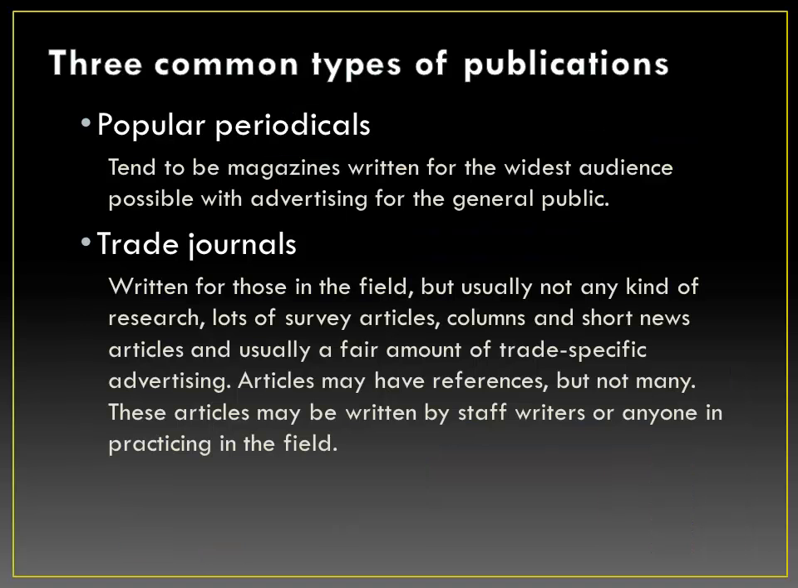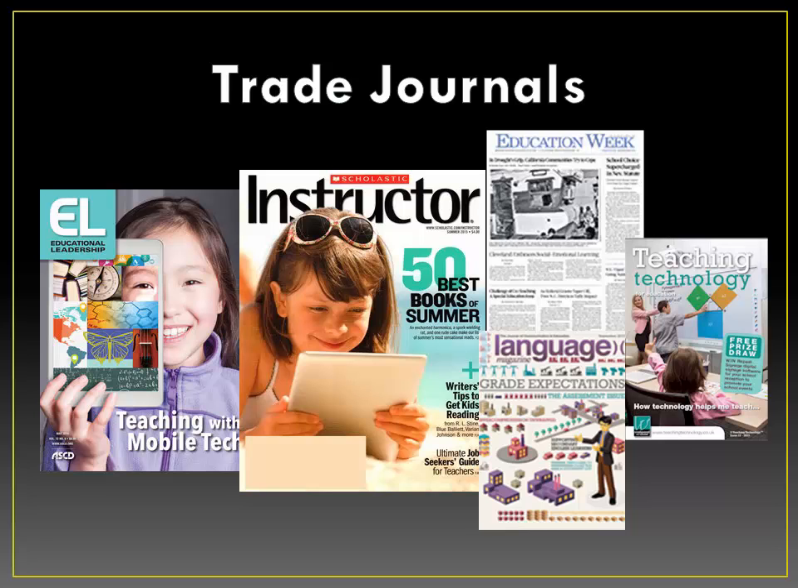The second type is a trade publication. These are written for a specific audience, such as educators or a specific group of educators. These articles will often include news articles, updates, points of view, and other articles of general interest to a specific group. The advertising will be aimed at this particular group, and there will be few references at the end of an article. But there may be a few, just not many. And here are some examples of trade publications.